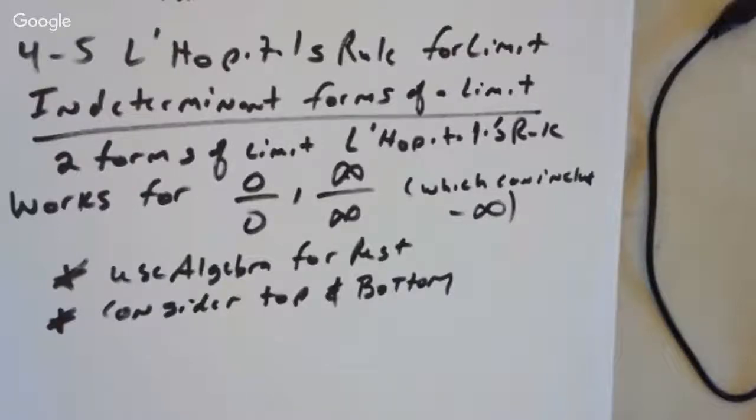Yes, it could also include negative infinity. So infinity over infinity, it could be negative or positive, positive or negative. All of the combinations of infinity work for that because we can't determine where it's going. We have to determine which one's going faster.